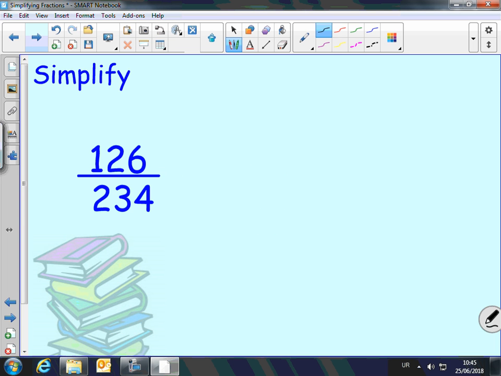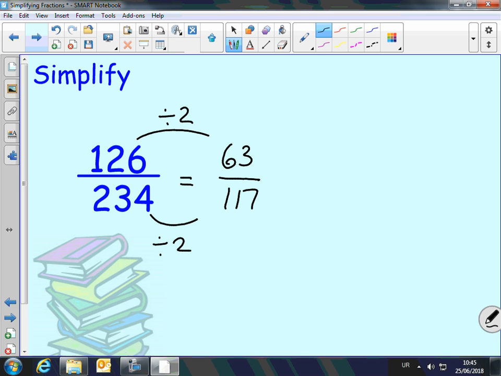And our last example we're going to do together, 126 over 234. Again, they're both even numbers, so straight away you can divide by 2. 126 divided by 2 is 63, over 234 divided by 2 gives you 117. And again, you could write out all the factors. 63, I know that's in my 9 times table, so let's see if 117 is in your 9 times table as well. Let's just try that at the side.